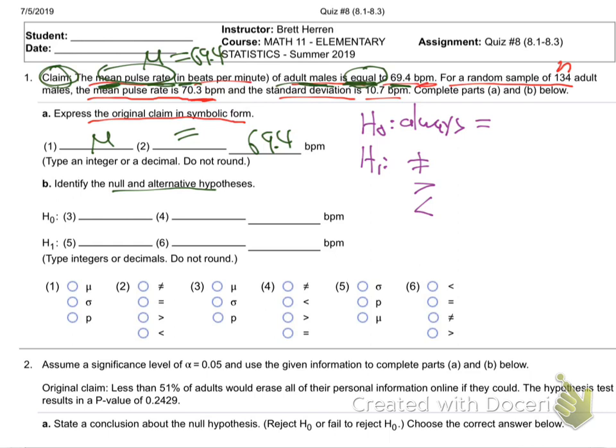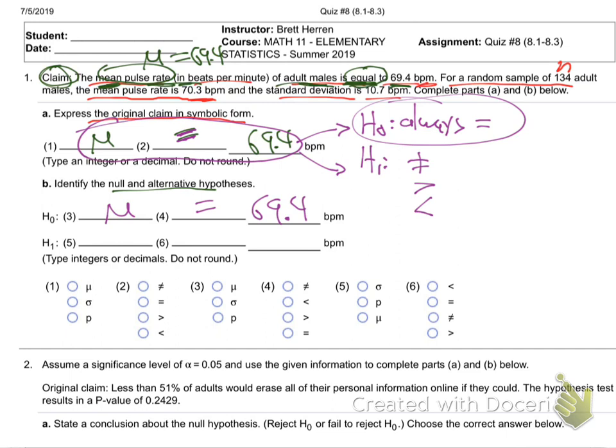So, well, how do we know which is which? Well, you start with the claim. Here's the claim. Mu is equal to 69.4. So is that going to go on the H0 or the H1? Notice it's equal to. Which one has equals? The H0. So that's the H0. Mu equal to 69.4.